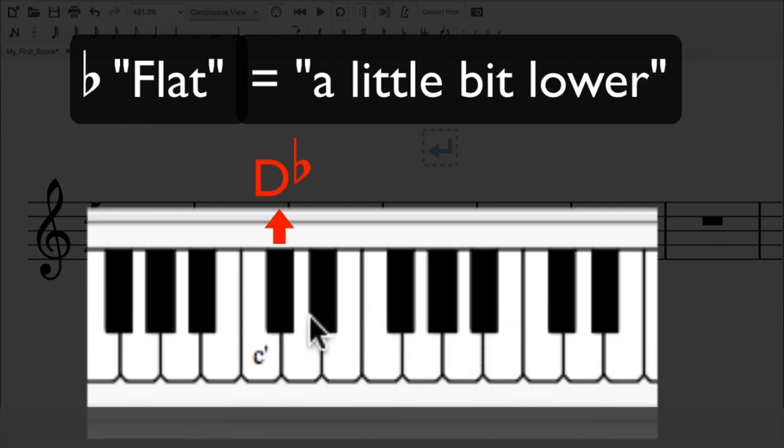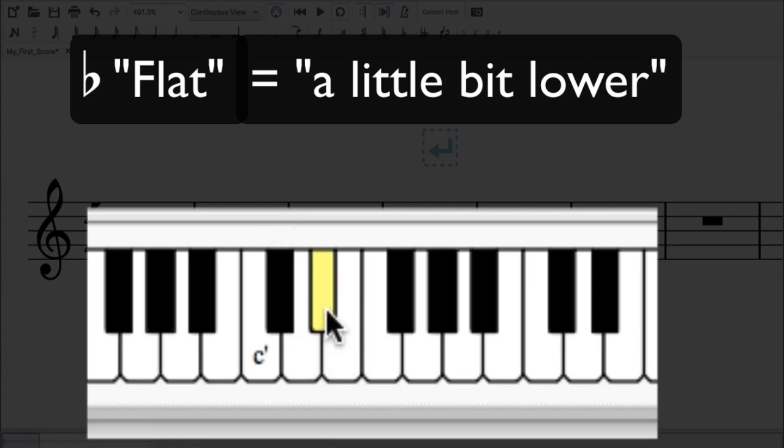Let's look at a couple other flats. What about this one? We can call this one E flat or D sharp. That's D a little bit higher, sharp, or E a little bit lower, flat. What about this one? We can call this one F sharp, because it's F a little bit higher, or we can call it G flat, G a little bit lower, right? So that's how the sharps and flats work.